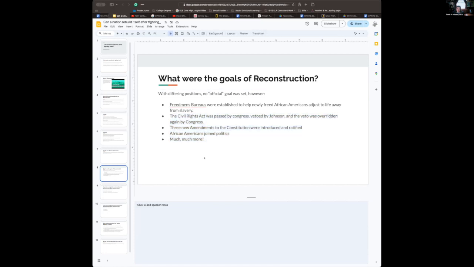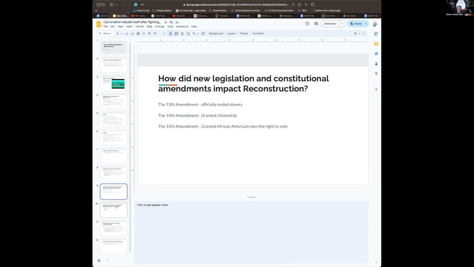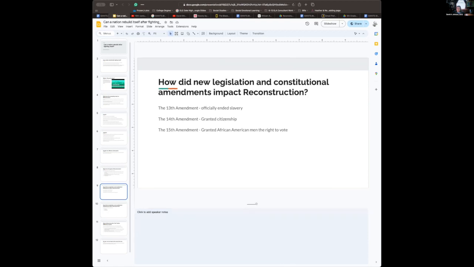So we had a Civil Rights Act passed, and it was vetoed by Johnson, but Congress overrode that veto. We had three new amendments to the Constitution introduced and ratified, and we talk about them. African Americans joining politics. We've got a project in this unit centered around that. Lots of really good things, but lots of really bad things as well. So, in terms of new legislation, we have the 13th, 14th, and 15th Amendments.